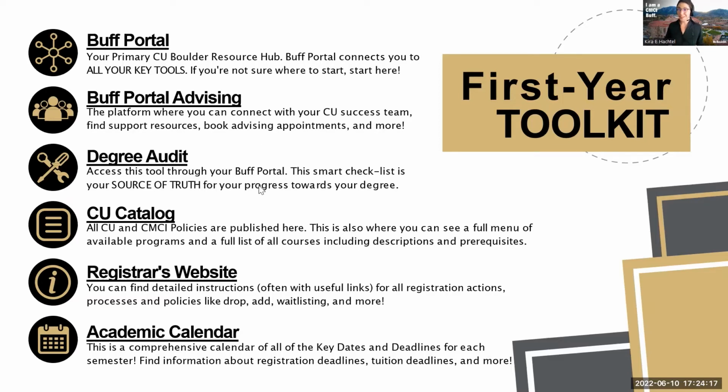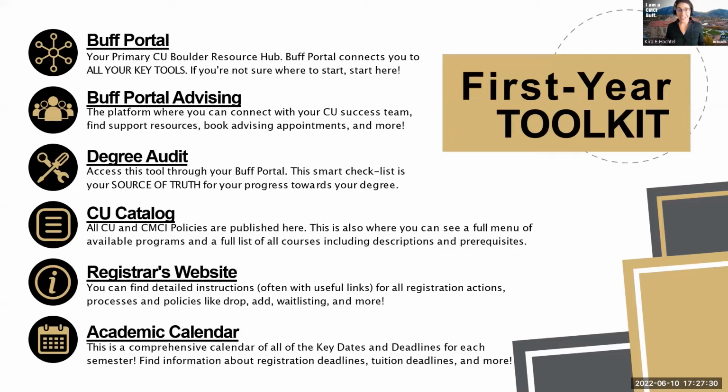The next resource for us to look at is your Degree Audit. This is a tool that you can access through your Buff portal, and it is a smart checklist of all of the requirements that you need to complete your degree in your declared program here in CMCI. As you run your degree audit, once you've enrolled in classes or next semester, it will update with your academic record. So you can use this as a smart checklist to measure your progress towards completing your degree, and also for things like planning classes to register for in the fall semester. We'll look more closely at how to use this degree audit in our July workshop.